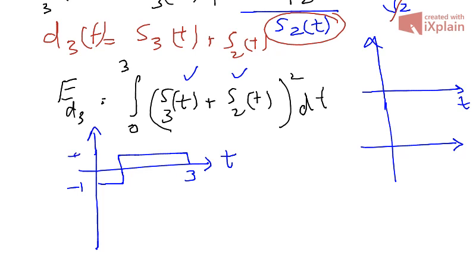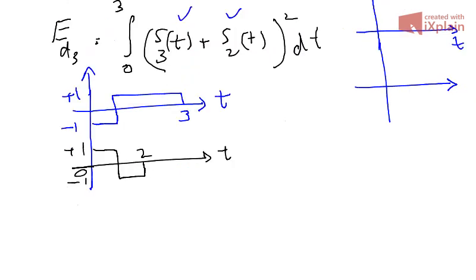Minus 1 plus 1. I have S2, I'll draw it here. S2 only exists from 0 to 2. It is plus 1 and minus 1 from 0 to 2, right? Plus 1, minus 1. So if you add these two, what do you get? You get your D3, right?